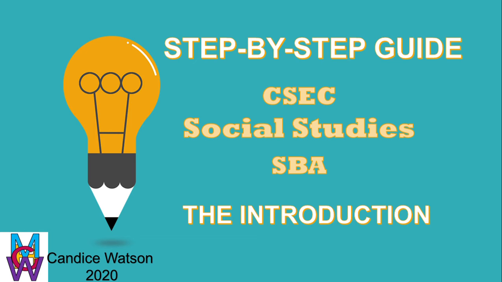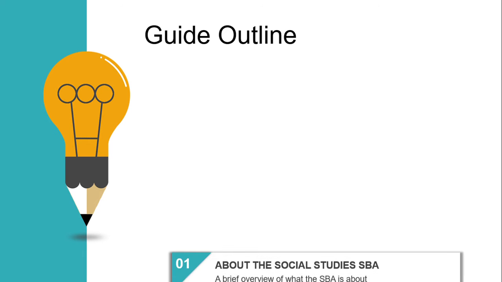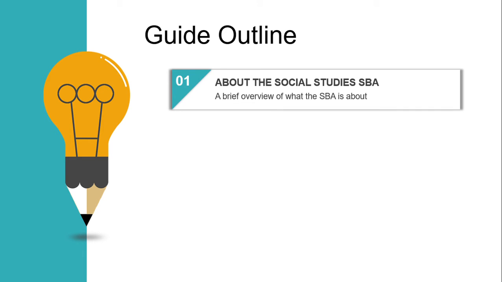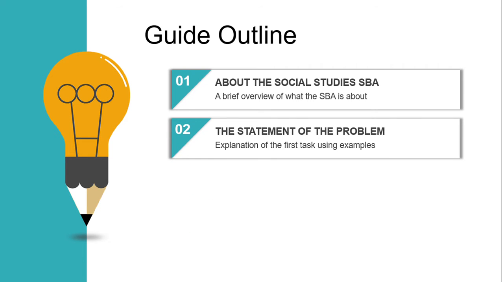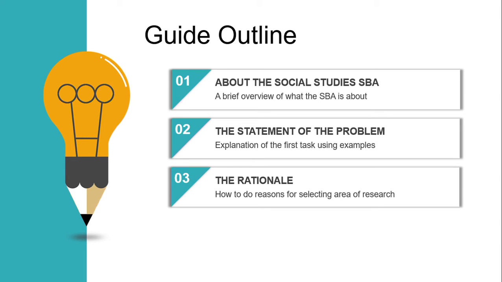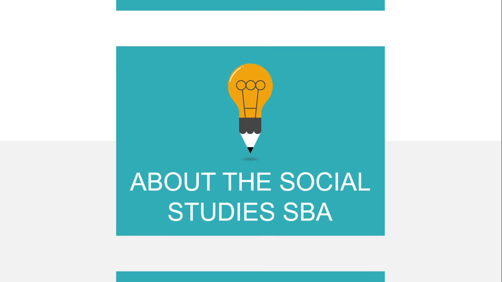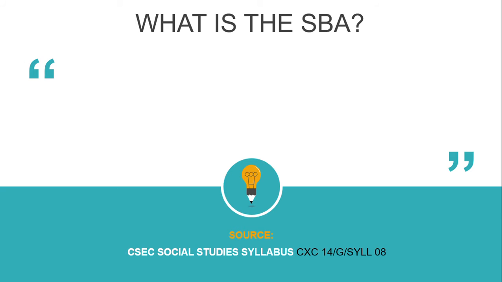If you're wondering how to get through your Social Studies SBA, here's a step-by-step guide for the introduction. In this video, we'll look at an overview of what the SBA is about, the statement of the problem, which is the first task, the second task, which is the reasons for selecting the area of research, and we'll close out this presentation with your task checklist, just to ensure that all the tasks are completed.